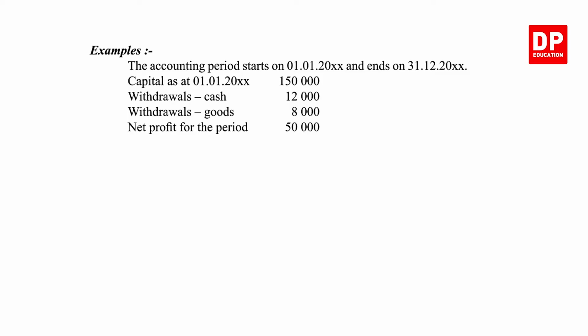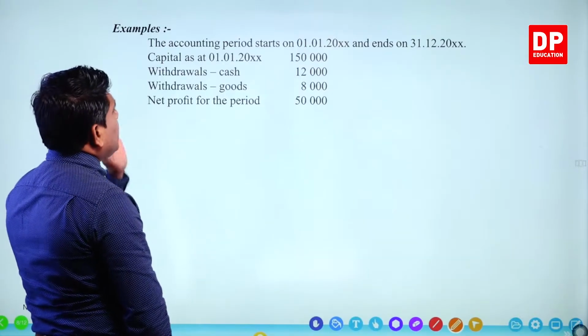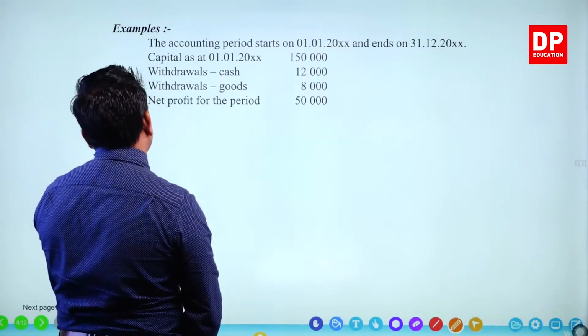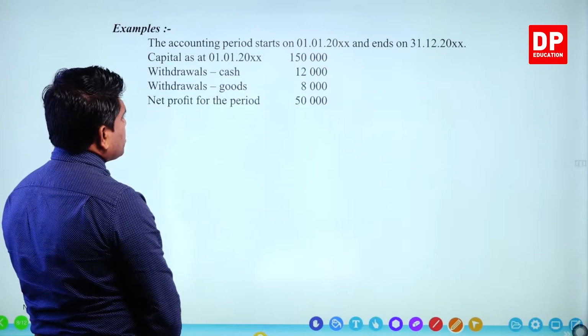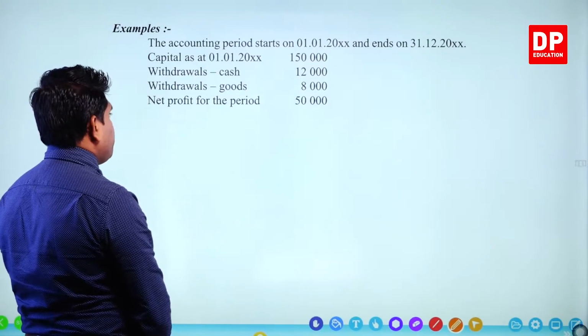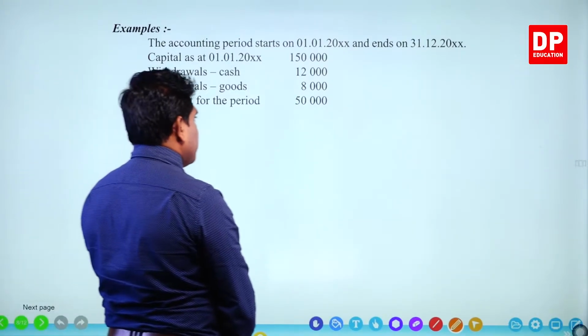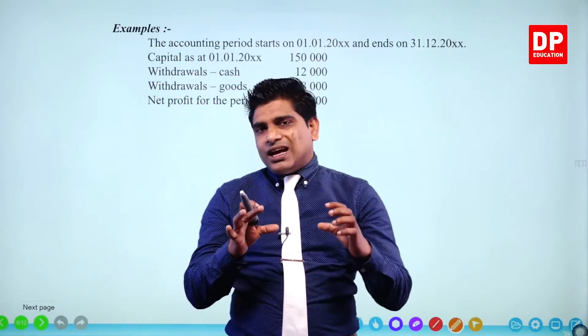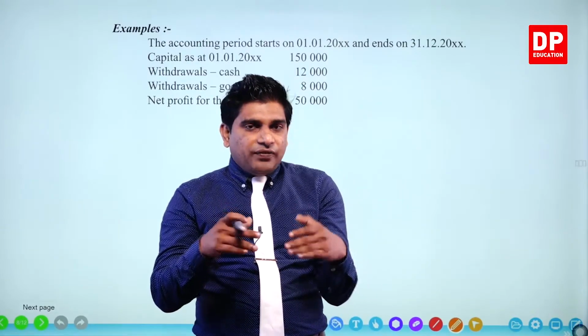Now, the other example. The accounting period starts on 1st of January 2020 and ends on 31st December 2020. Capital at 1st of January 150,000. Withdrawal cash 12,000. Withdrawal goods 8,000. Net profit for the period 50,000. Remember this. These are the transactions, these are the factors that affect equity.